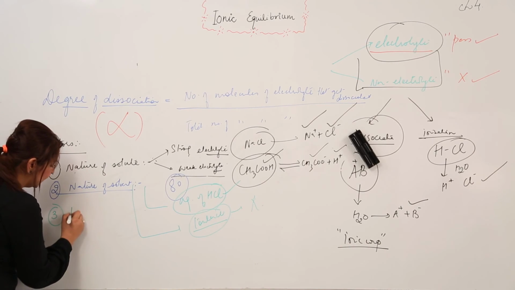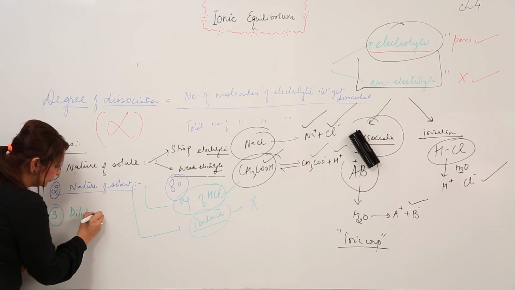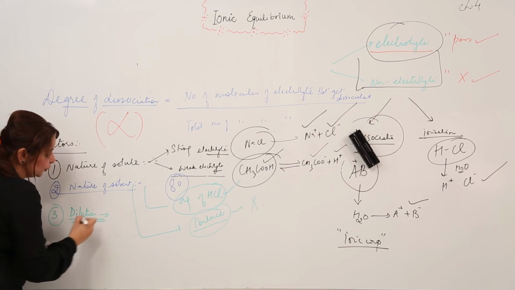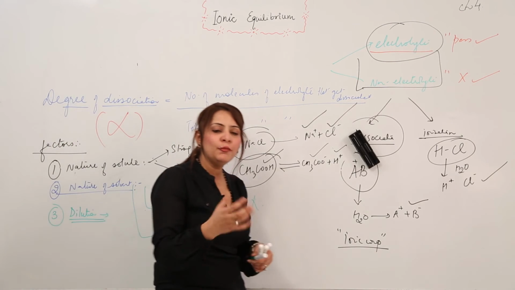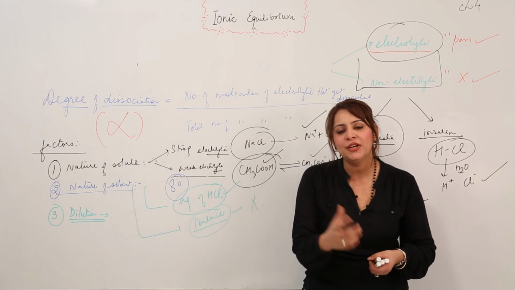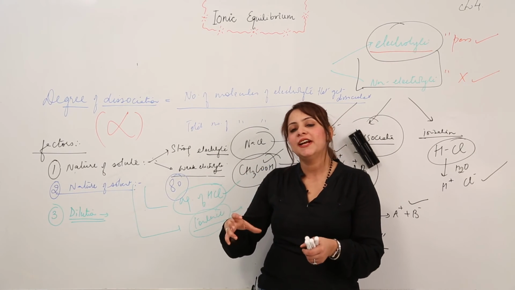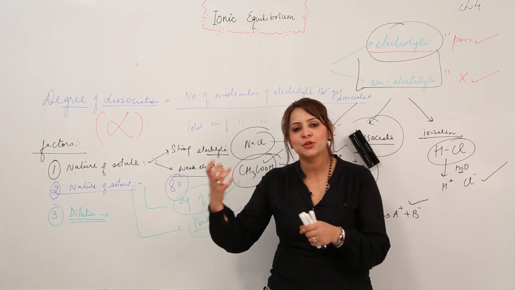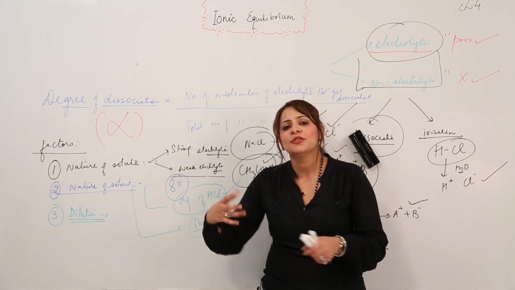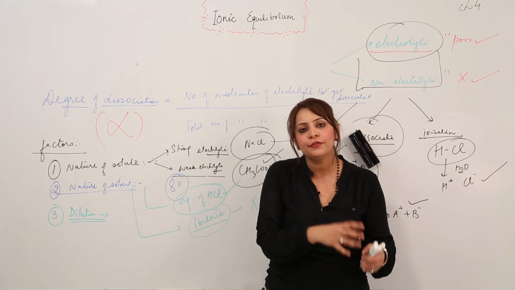So the third factor is dilution. What does dilution mean? Dilution means addition of more solvent to it. If we are diluting something, we are adding more solvent to it. If the solvent is water, that means we are adding water to it. If the solvent is toluene or something other than that, that means we are adding more solvent to it.